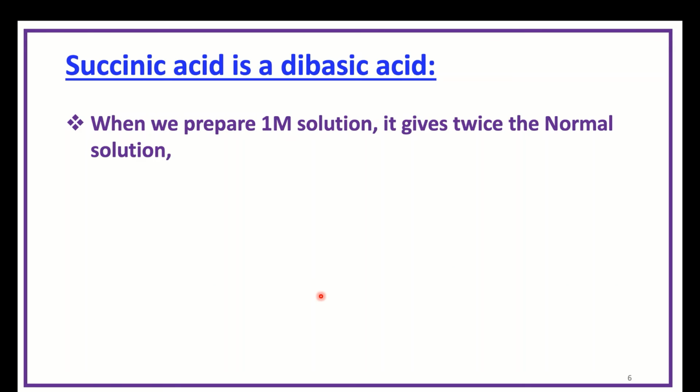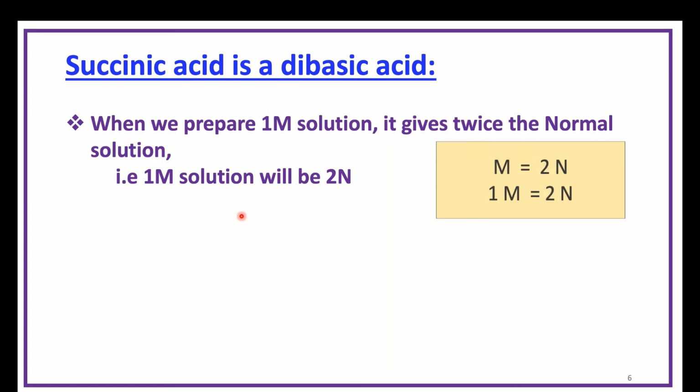Now, succinic acid is a dibasic acid. To form the relation between molar solution and normal solution, say we are preparing a 1 molar solution. When we prepare a 1 molar solution, it gives a 2 normal solution. If we prepare a 1 molar solution in the laboratory, its normality will be 2. One molar means the molecular weight, and because it is a dibasic acid, a 2 normal solution is prepared.